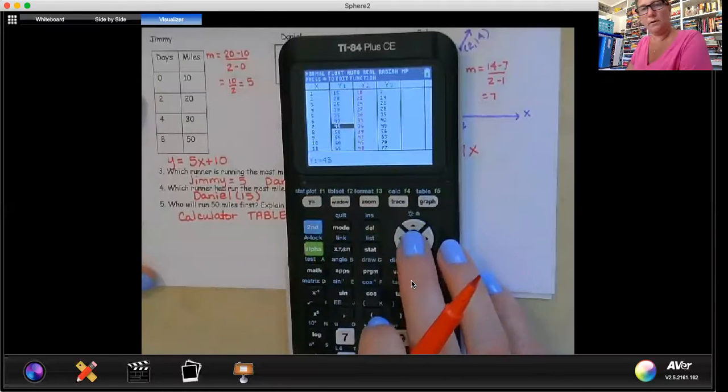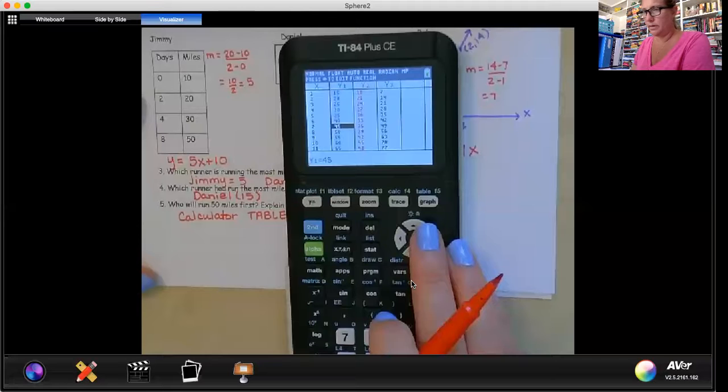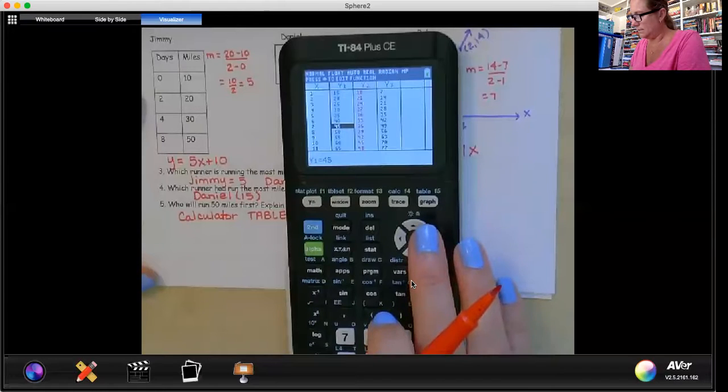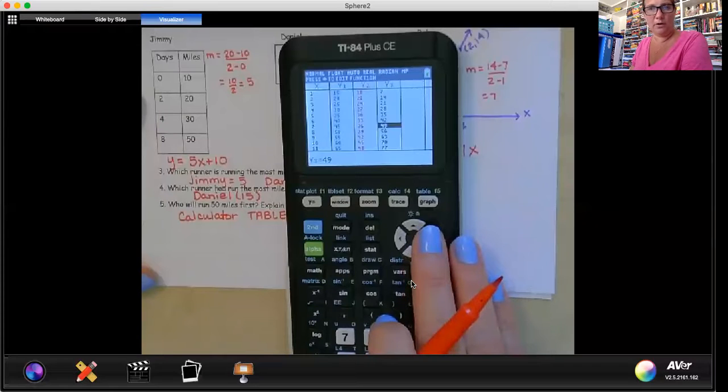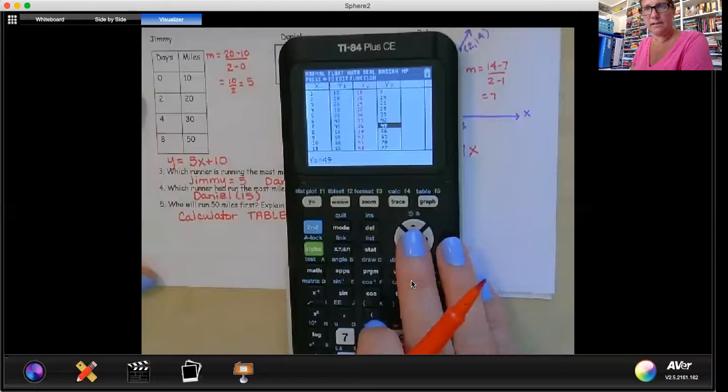All right, so on day 7, we have Jimmy, who has run 45, and Daniel has run 36 and Bob has run 49, which means Bob will hit the 50-mile marker first because he's already at 49 at the end of day 7.